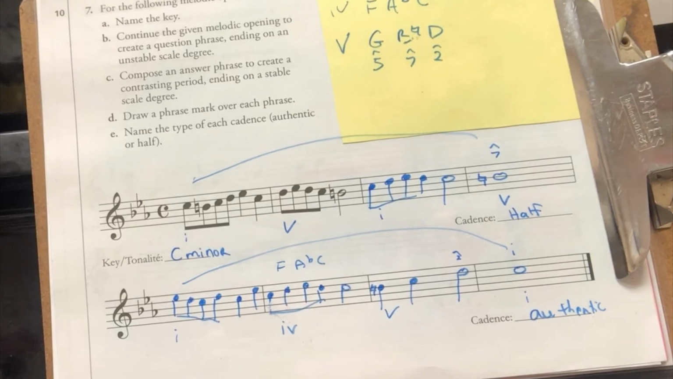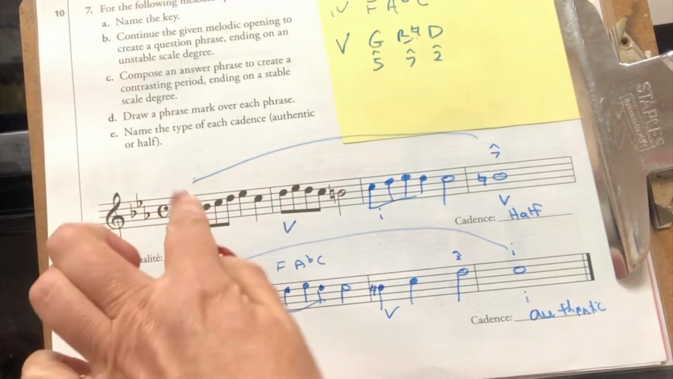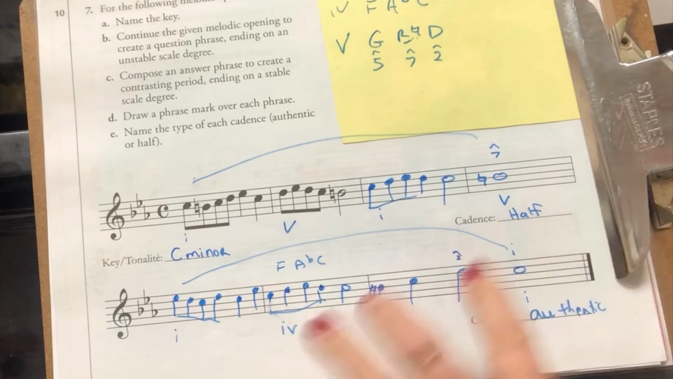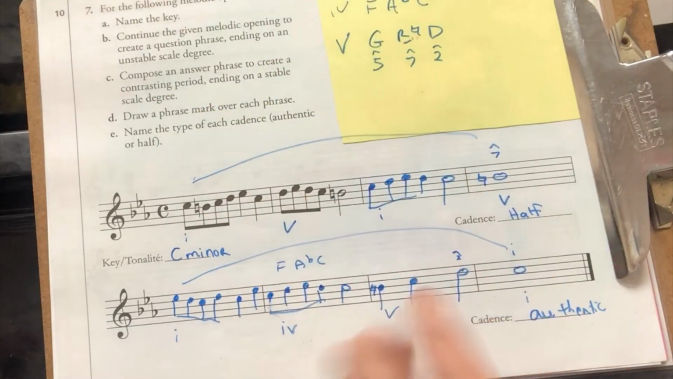So what they're looking for in this exam is that you understand a contrasting period, you understand your stable and unstable degrees. Work these steps and you will not have a problem.